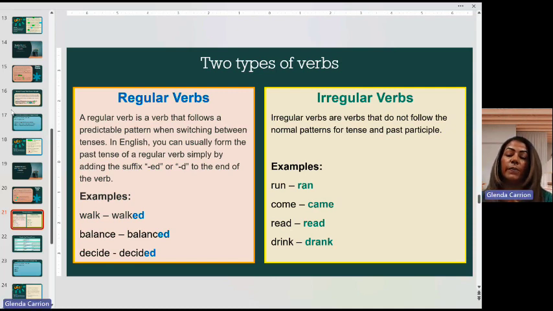The other type of verb is the irregular verbs. And irregular verbs are verbs that do not follow the normal patterns for tense and past participle. So those are the ones that we need to really learn by memory. Run, the past tense is ran. Come, the past tense is came. Read, as you can see, is read. Same spelling in past tense, but we pronounce it read in past tense. And another example is drink and drank, right?